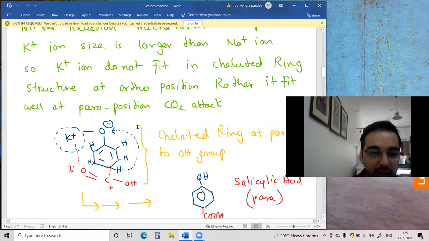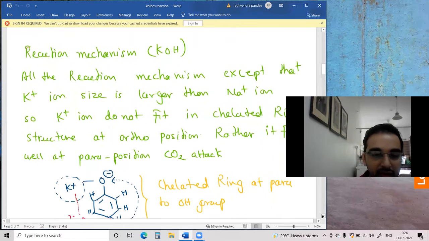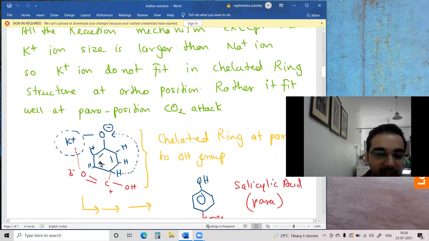Some students say that it can attack on this other side of ortho, but it is also not possible, because of the ring which is formed, the attraction between oxygen negative and potassium positive. So this carbon doesn't come to this side because of the electrostatic attraction. So this potassium ion doesn't allow the carbon to come here and then attack on this one. So this is not possible for the carbon. That is the problem with this. So it has to attack on the para position. There is no other option. That's why we get the para product.